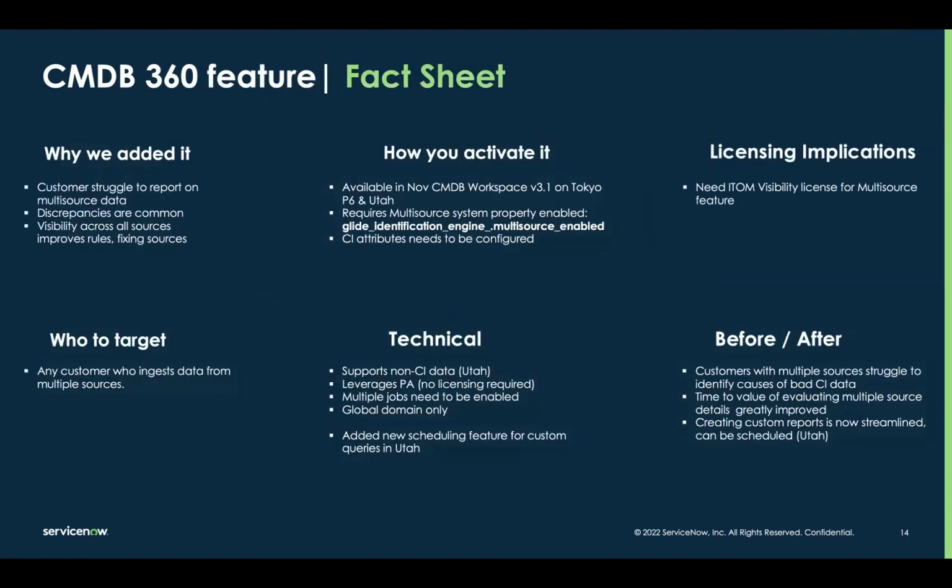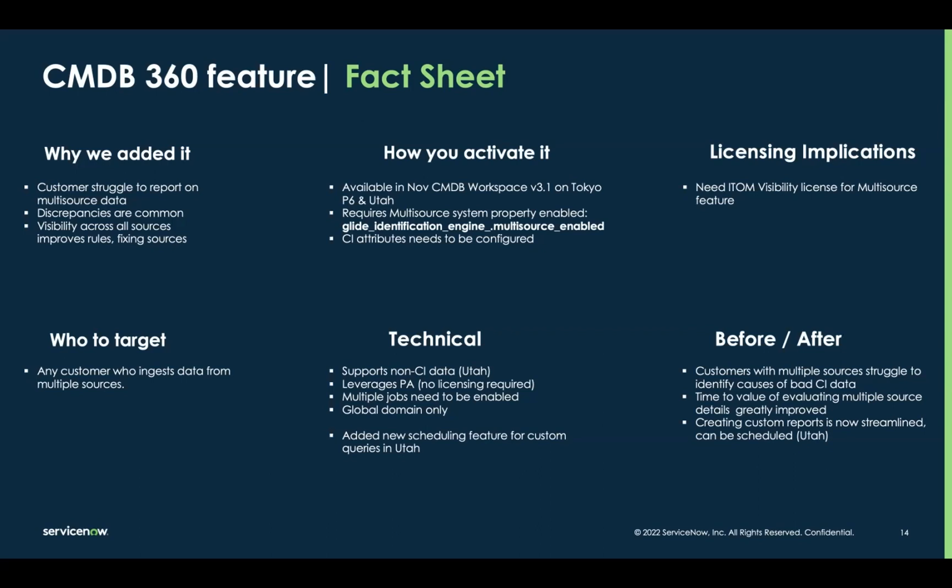So, quick fact sheet: why did we add this? Well, a lot of customers do have multiple sources. We're finding that most customers that ingest information aren't just using discovery and client collector, but they're also using service graph connectors and other sources that need to be merged in. And they need to understand the nature of that data coming in and how the CIs are being created from it. So with this capability, they are now able to have that visibility out of the box, time to value, of course, to be able to adjust things as their sources change or things go awry. So this just gives you a lot of power in visualizing that data.